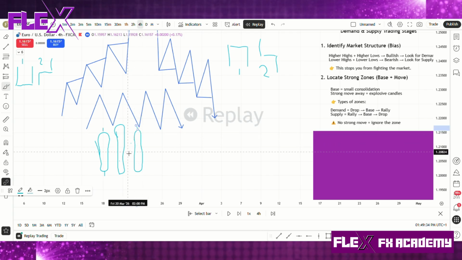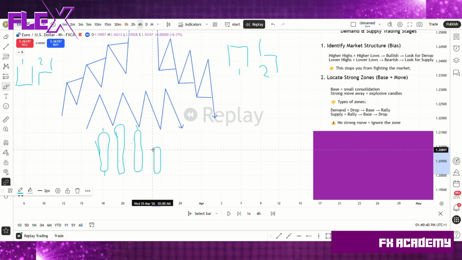The kind of candle we don't want to enter is a candle like this, where the wick is bigger than the body, or the wick is almost half of the body. We want the body of this candle to be more than 50% of the entire candle. Not at least, more than 50% of this entire candle. That is when we can call it a decisive candle. Anything less than that is a regular candle.